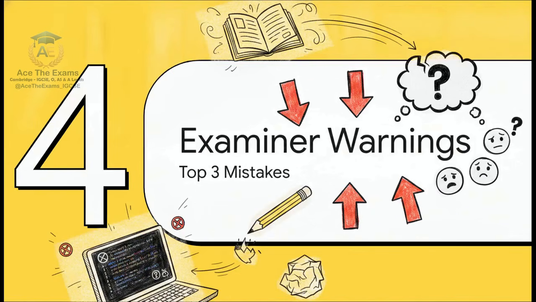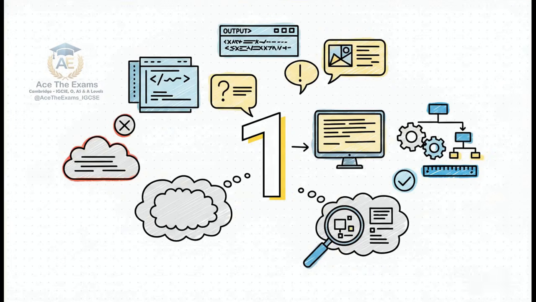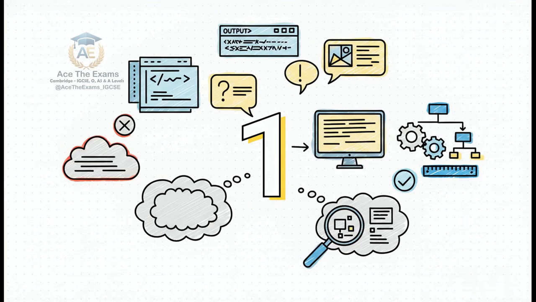Okay, Section 4. Let's look closely at the principal examiner reports to uncover the 3 biggest pitfalls that cost students easy marks. The number 1 mistake, without a doubt, is vagueness. Examiners demand highly specific technical details rather than generalized assumptions. Remember Alex? Alex loves generalized assumptions.